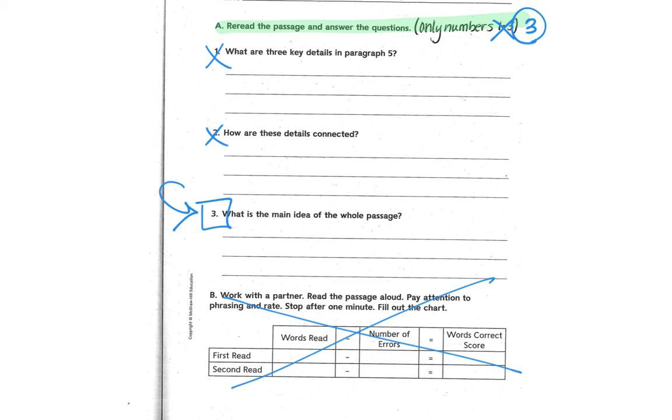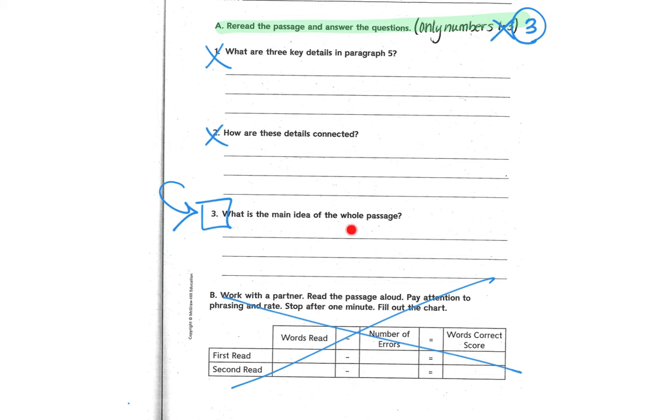Boys and girls, I've changed the direction for part A. It says reread the passage and answer the questions. You are only completing number 3. So you can cross out number 1, you can cross out number 2, and you are only completing number 3.